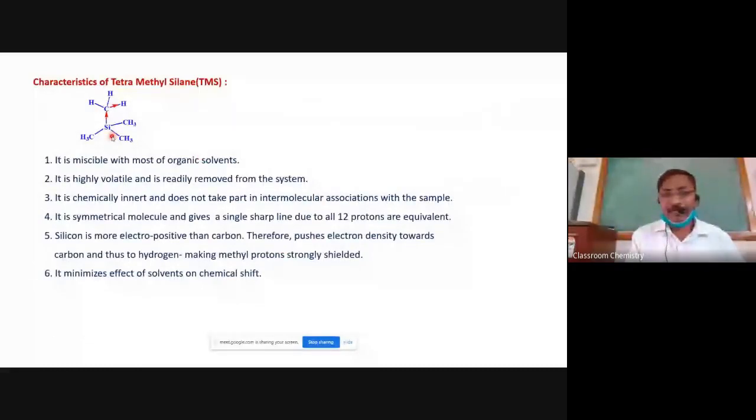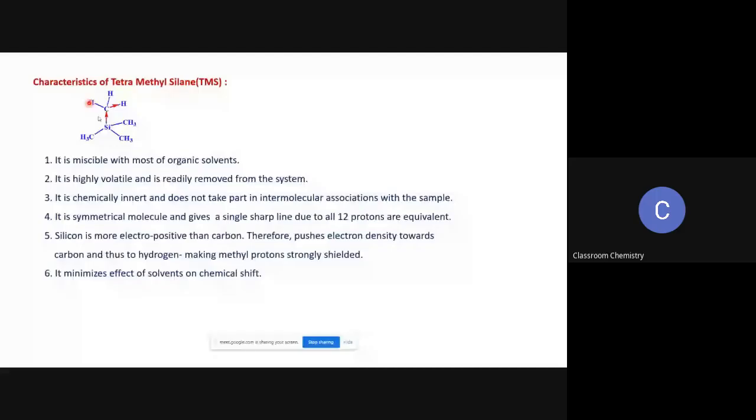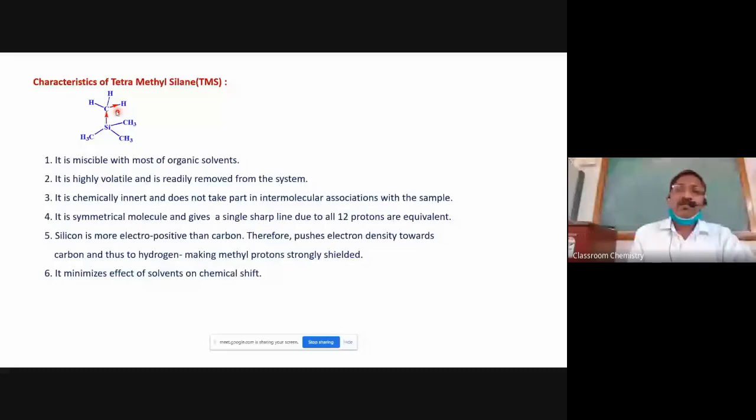Because silicon is more electropositive than carbon, and therefore the electron density towards carbon is more. So the hydrogens making up the methyl group are strongly shielded because they donate electrons towards methyl, so the protons have more electron density, and that's why they are highly shielded. They are highly shielded and they can be observed at 0 delta. And as it is symmetric, all these four methyl groups, having 12 protons, are equivalent and they form a single sharp line.